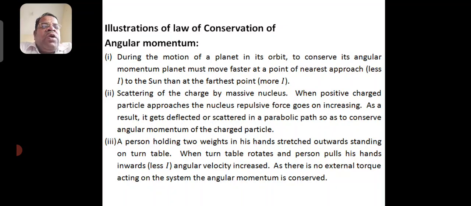A person holding two weights in his hands stretched outwards, standing on a turntable. When the turntable starts rotating, and if the person pulls his hands inwards, automatically his moment of inertia decreases and angular velocity increases. As there is no external torque acting on the system, the angular momentum is conserved.